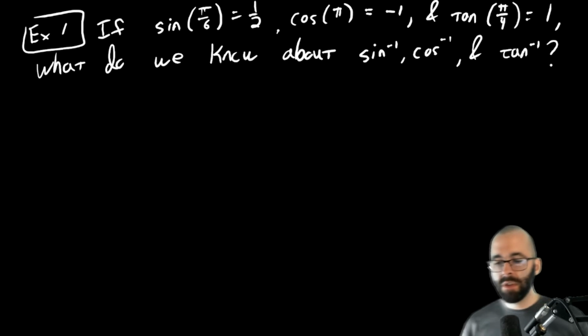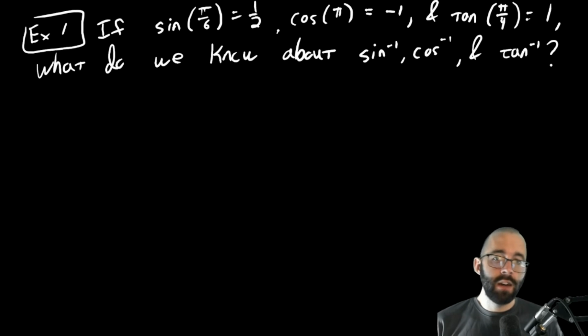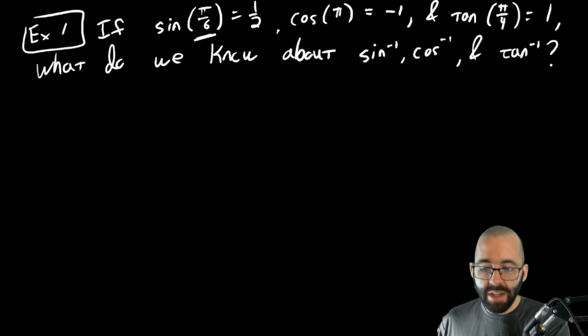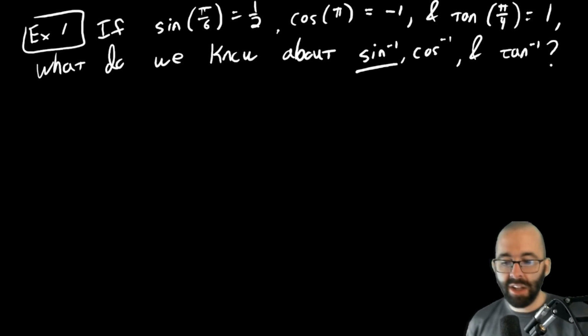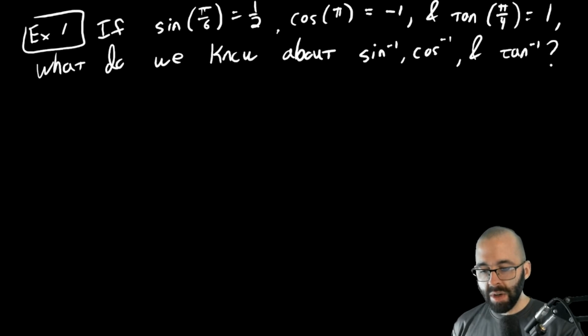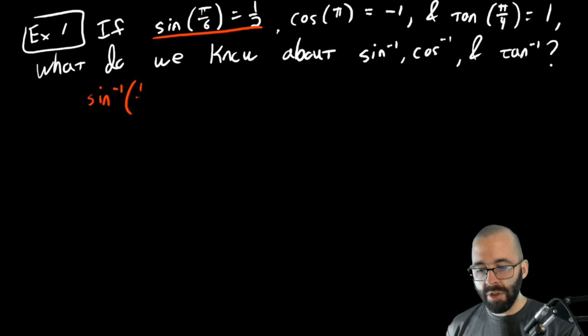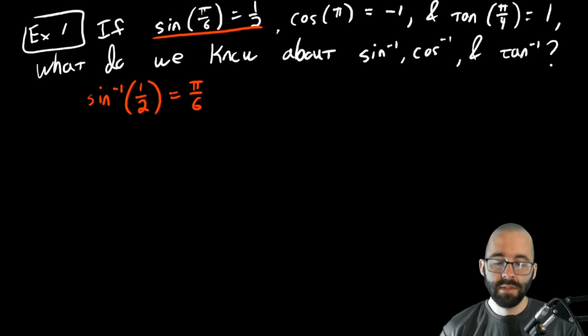The answer is going to have to do with what we mentioned on the last page: we're switching the x's and the y's. The input is an angle and the output is a ratio. So for inverse sine, we're just going to switch that. If sine of pi over 6 equals 1/2, that means arc sine or inverse sine of the ratio is going to equal the angle. There are some caveats about this, but we're not going to bring them up yet.